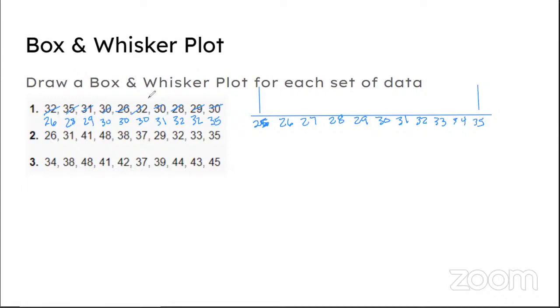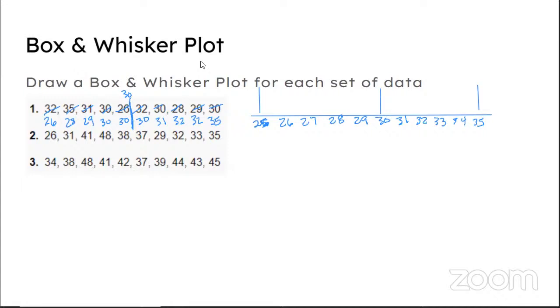Now, where is my median? 1, 2, 3, 4, 5, 6, 7, 8, 9, 10. There's 10 of these, so there's going to be 5 on each side. 1, 2, 3, 4, 5. So my median's right there between the two 30s, which means my median is 30. So we can go ahead and put a line for quartile 2, which is also known as the median.